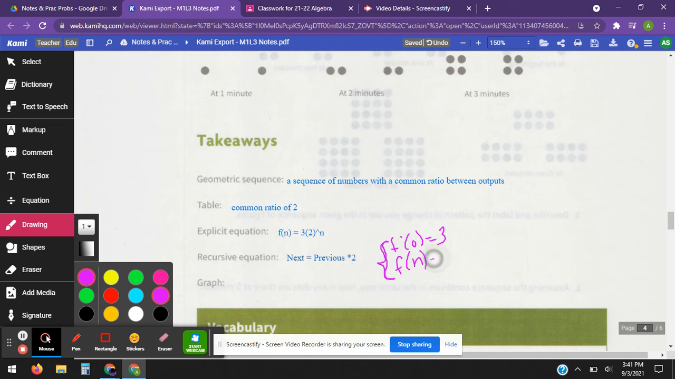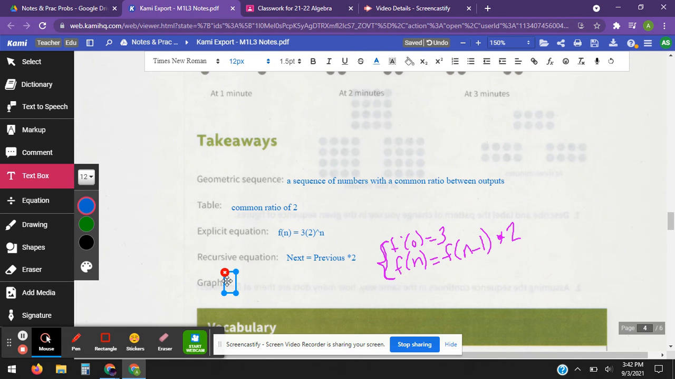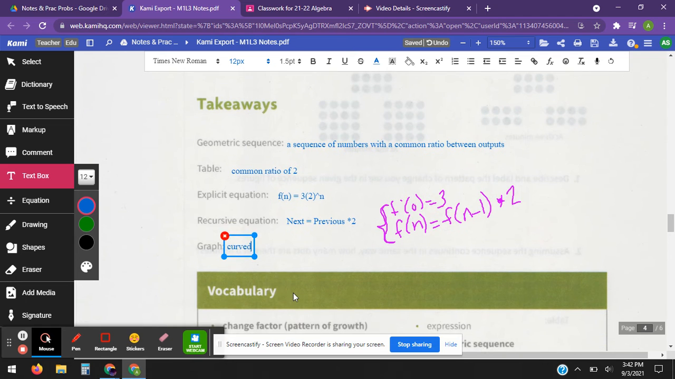Our next is the previous times 2. Okay. And then our graph, the shape of it this time is curved. So those are kind of the big pieces on this one.